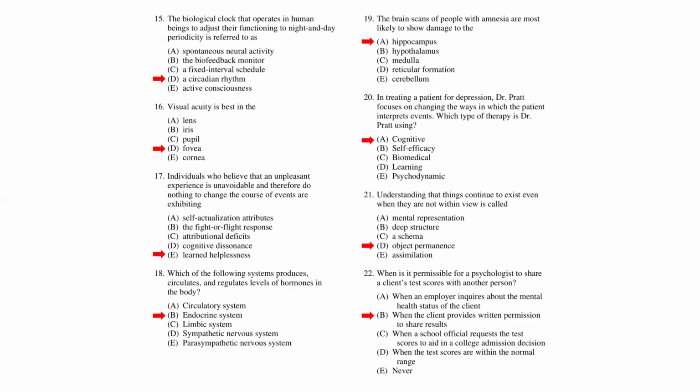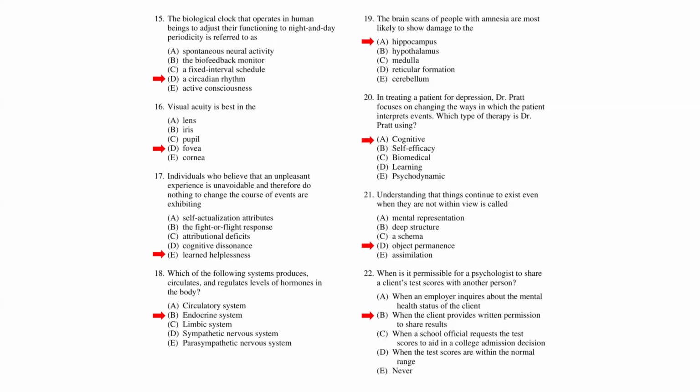Number 18, which of the following systems produces, circulates, and regulates levels of hormones in the body? Whenever they talk about hormones, that is the endocrine system. Number 19, the brain scans of people with amnesia are most likely to show damage to the hippocampus. That's because the hippocampus has to do with memory.